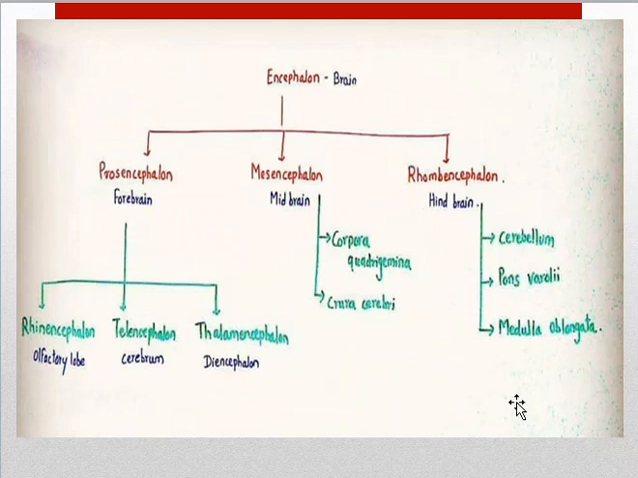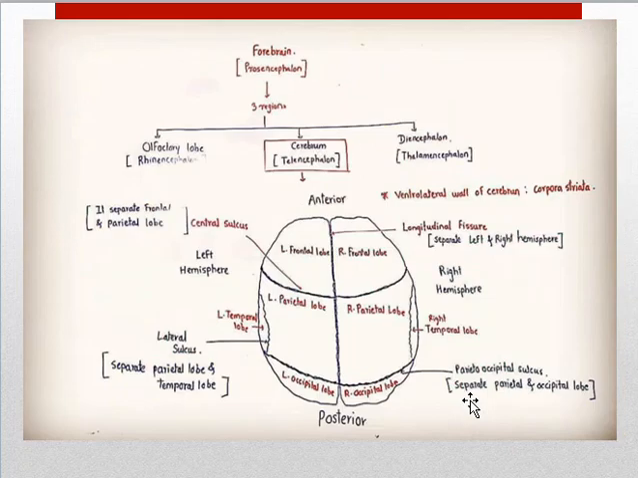The encephalon, that is the brain. We have discussed already that it has forebrain or prosencephalon, midbrain or mesencephalon, and hindbrain or rhombencephalon. The prosencephalon is divided into rhinencephalon, telencephalon and diencephalon, while the midbrain is corpora quadrigemina and crura cerebri. Hindbrain is divided into cerebellum, pons varolii and medulla oblongata. This slide is being repeated. So let us look at the next slide, that is the forebrain, prosencephalon.